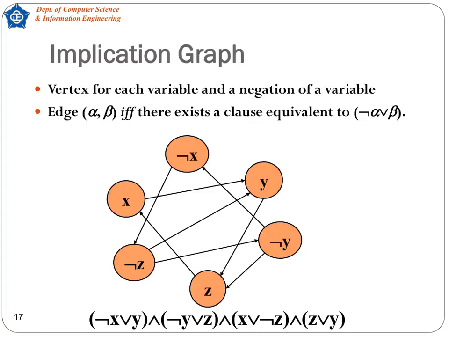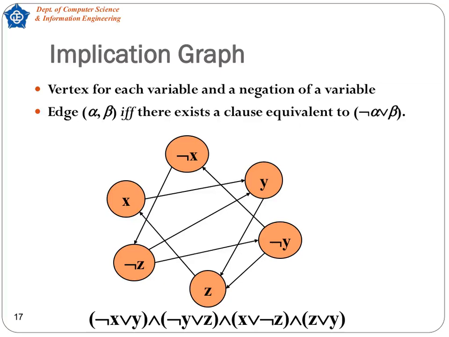Now that we've seen how each clause yields an implication, let's build the corresponding implication graph for the 2-SAT formula: (not X or Y) and (not Y or not Z) and (X or not Z) and (Z or Y). First, we create one vertex for each literal: X, not X, Y, not Y, Z, and not Z. Then, for every clause of the form (not alpha or beta), we add two directed edges: alpha to beta, and not beta to not alpha.